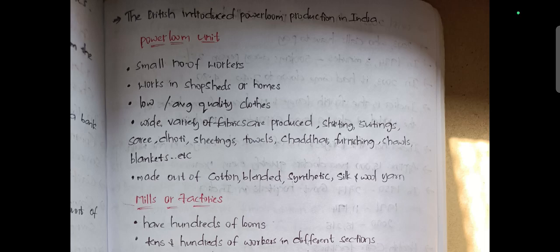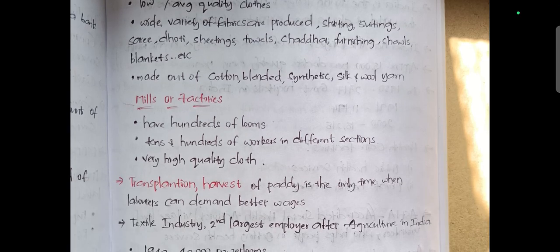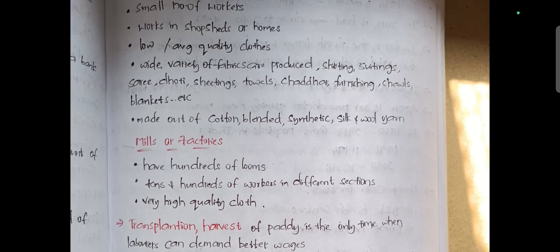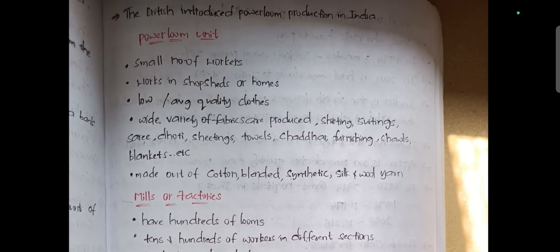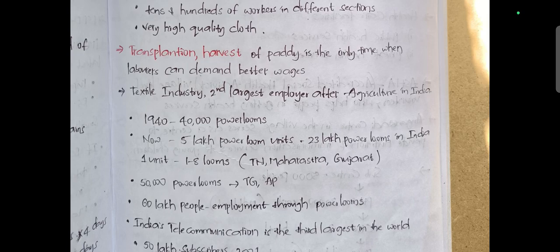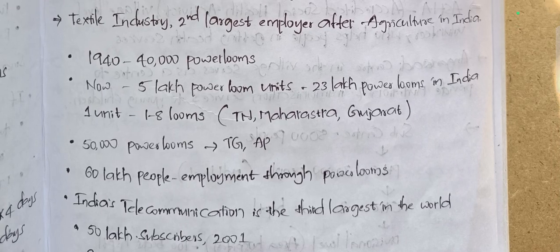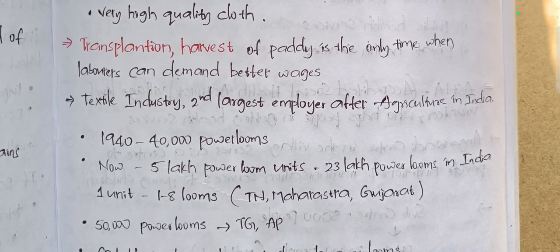Next, we shall discuss mills or factories. They have hundreds of looms, tens and hundreds of workers in different sections, and they generally produce very high quality cloth. This is the basic difference between the mills, which are also known as factories, and power loom units. Transplantation and harvest of paddy is the only time when laborers can demand better wages. Textile industry is the second largest employer after agriculture in India. As we all know, 70% of the people of India have agriculture as their occupation. So, following it, the textile industry is the second largest employer after agriculture in India.